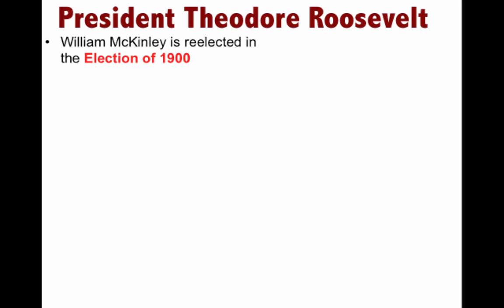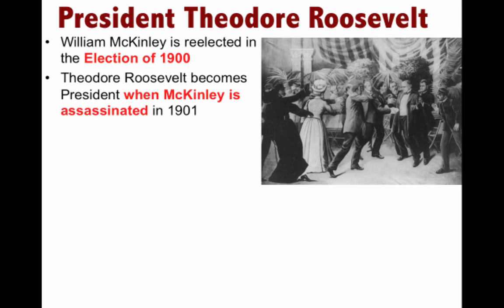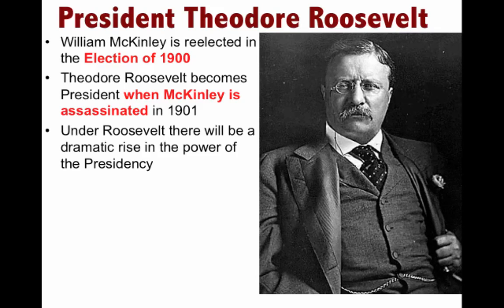This brings us back to Teddy. McKinley is reelected in 1900. Roosevelt was added to the ticket as the vice president, the hero of the Spanish-American War, and when McKinley is assassinated in 1901, Roosevelt becomes the president. And under Roosevelt, there will be a dramatic rise in the power of the presidency. We'll take a look at what he does as the Progressive movement unfolds.